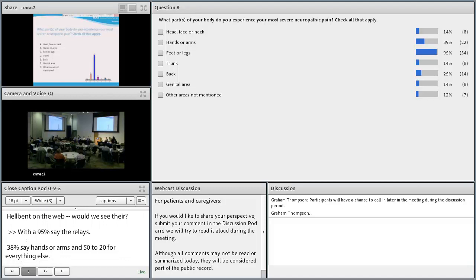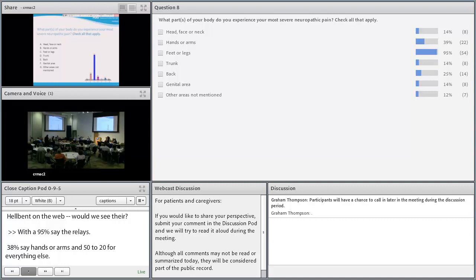Okay, so would somebody like to start us off with feet or legs? Now we've heard different ways our panelists mention how they're experiencing it in their feet or legs, but would somebody in the audience, other patients or caregivers, like to tell us how you experience it in your feet or legs? And what do you experience? What is that sensation that you feel?